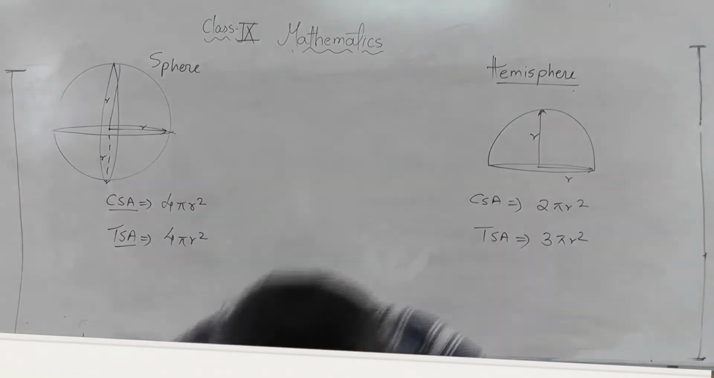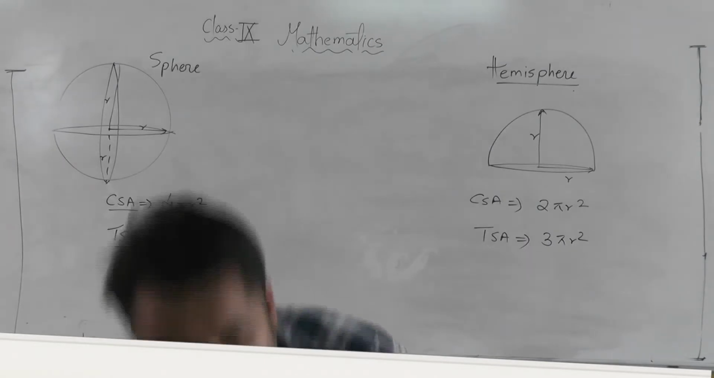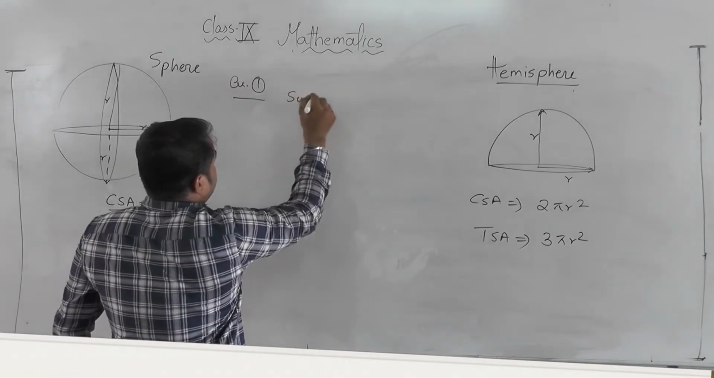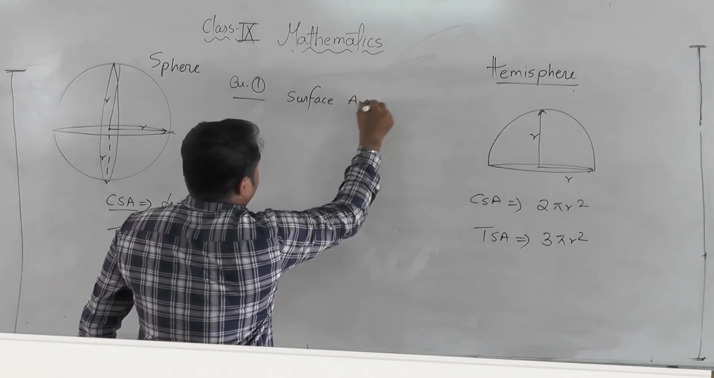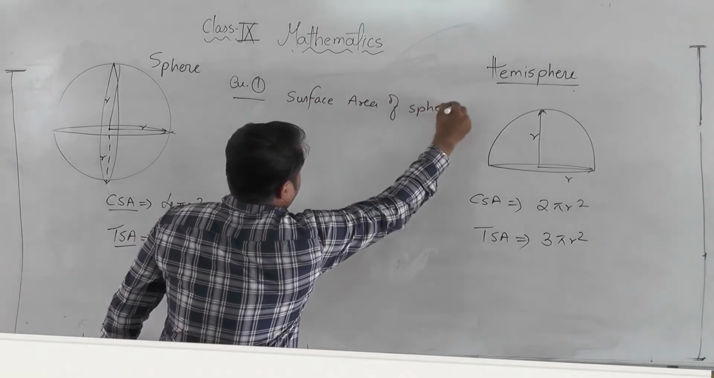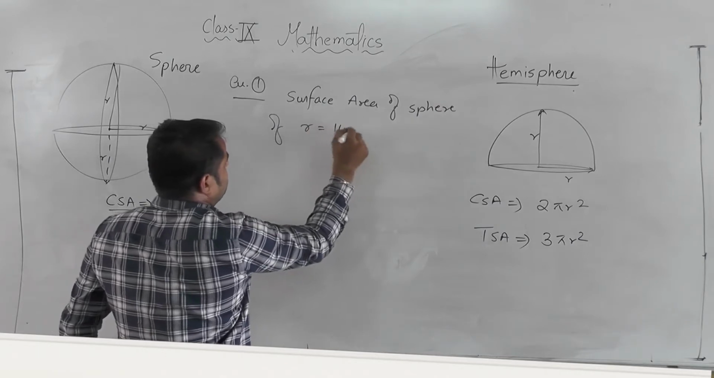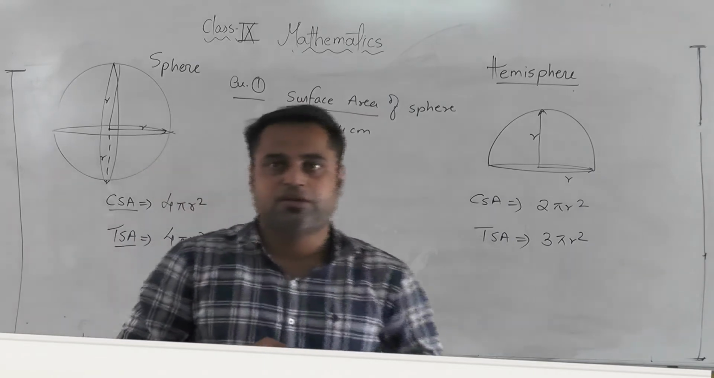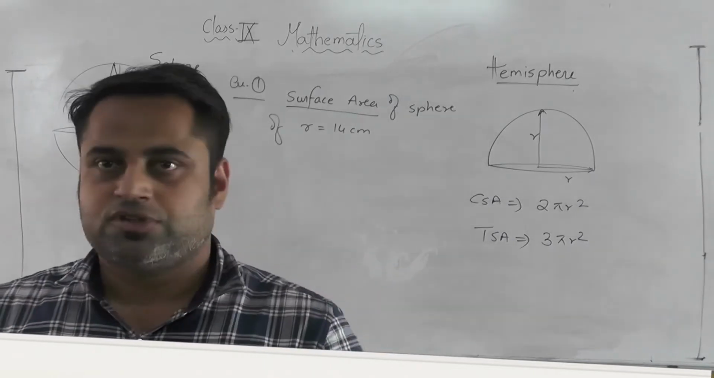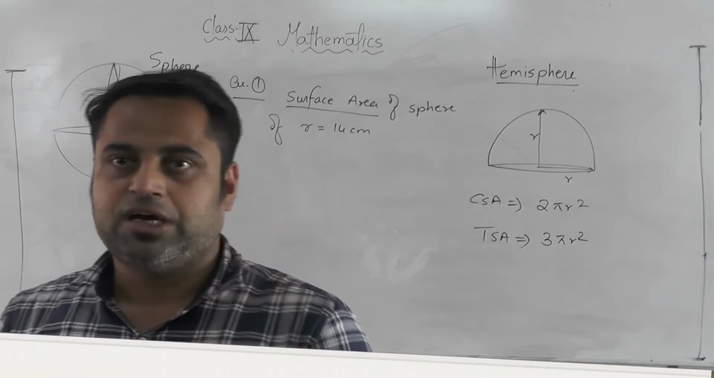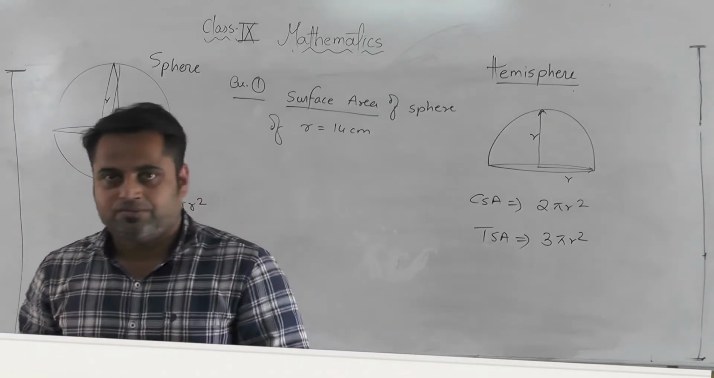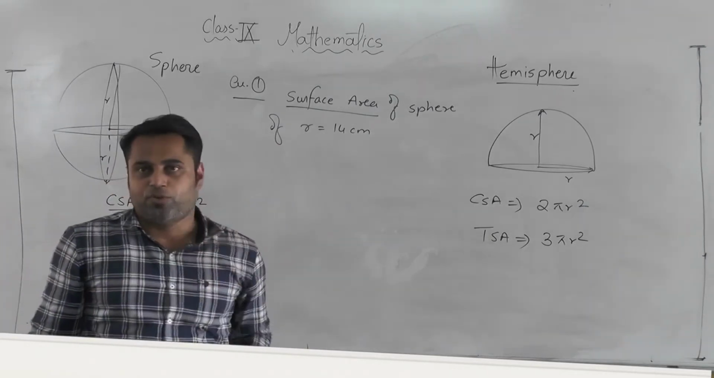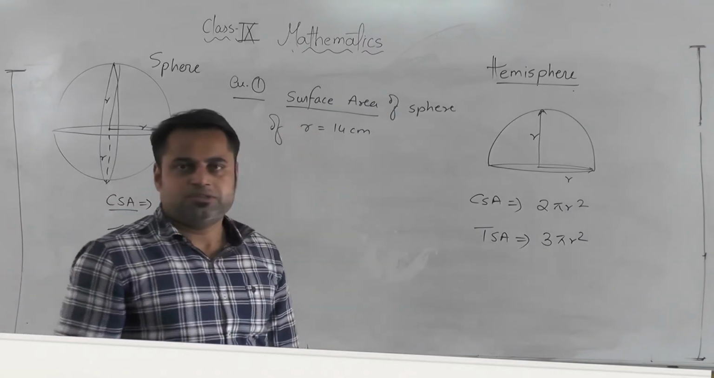Example 1: find the surface area of a sphere of radius 14 cm. Now remember one thing: whenever only surface area is written, in any question, when it asks for surface area, you find the total surface area. But since in a sphere the CSA and TSA formulas are equal, we can use either of them.